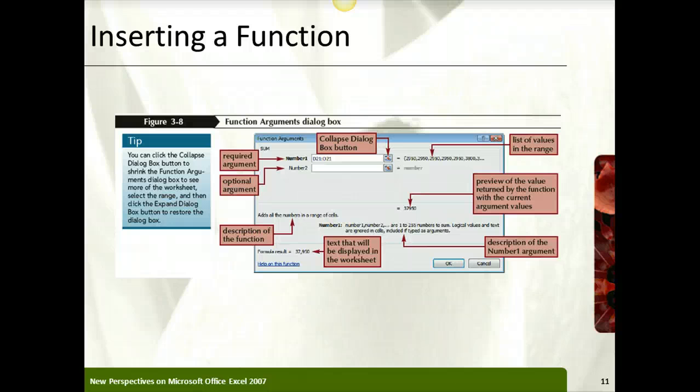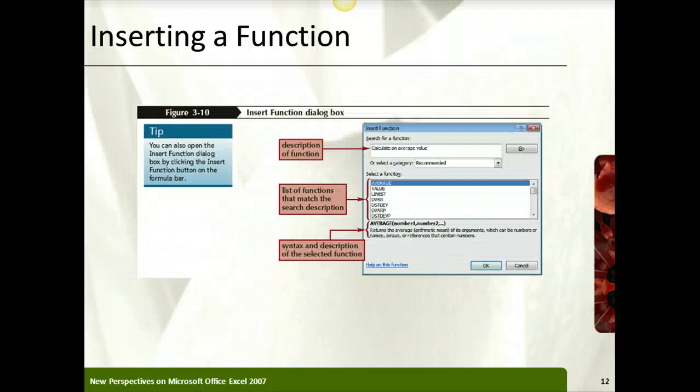Whenever you select a function, in this example a sum function, you can determine the number 1 and number 2. Notice number 1 is a default, number 2 is optional. It'll also give you a preview of what it should look like when it's finished. More definitions here: as you click on a function, it shows you exactly what the function does, what it performs.